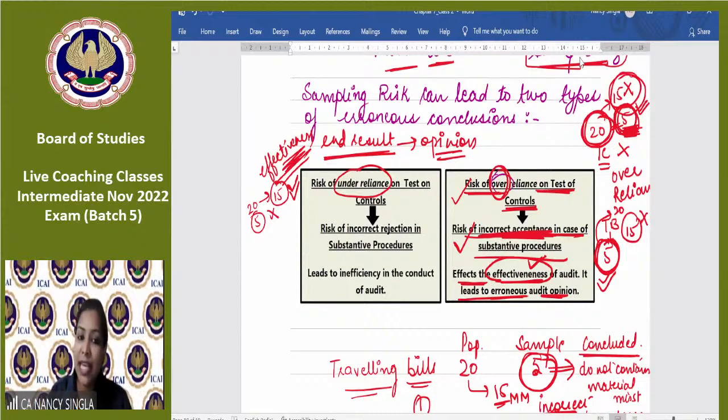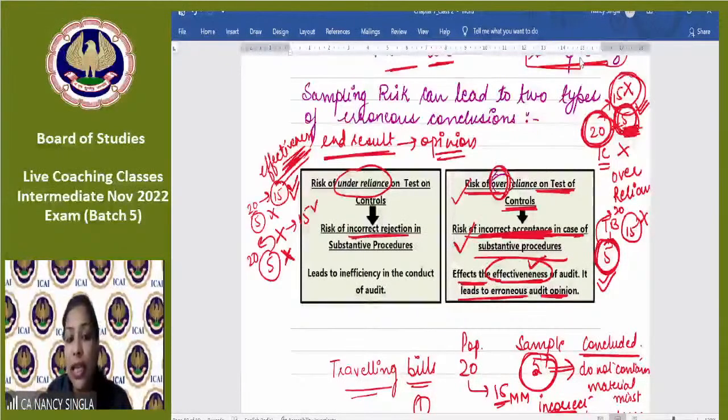है ना? Same way in case of financial statement, out of 20 traveling bills, auditor checked 5 and he concluded that these 5 have misstatement. And he generalized it over the population that 20 में भी फिर misstatement होगा. But the fact was that 15 में तो कोई misstatement नहीं था. So this is what? Incorrect rejection.